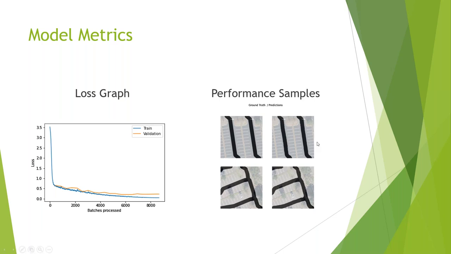And then you'll see the performance samples, the ground truth first, then predictions. So you'll see how my vector line work was transformed into pixels. And you'll see that ground truth pixel versus the predictions of the model. So all in all, it looks pretty good. And I like the output there.